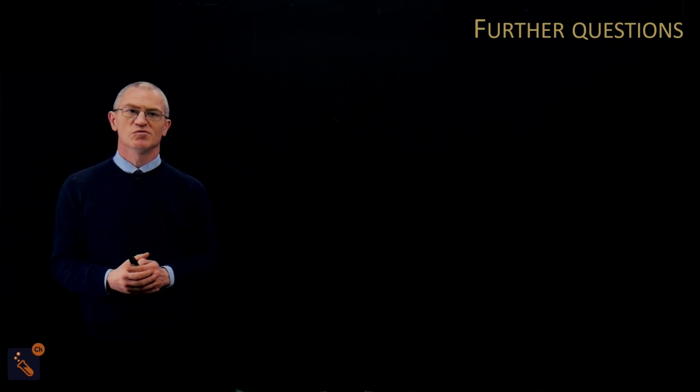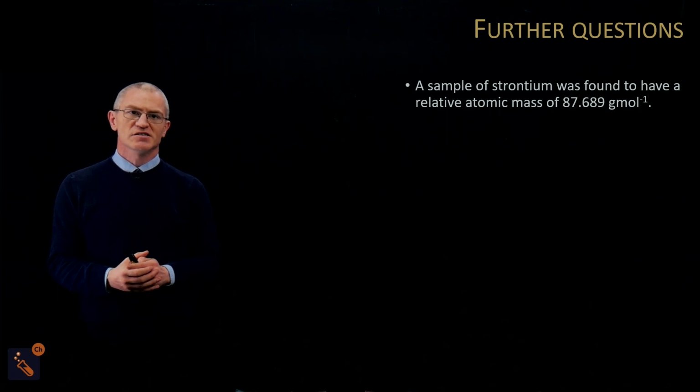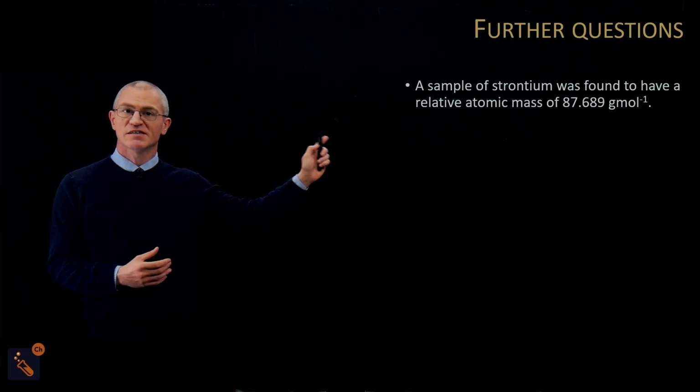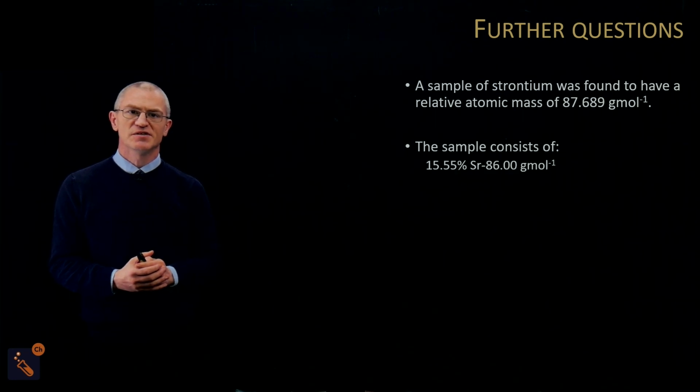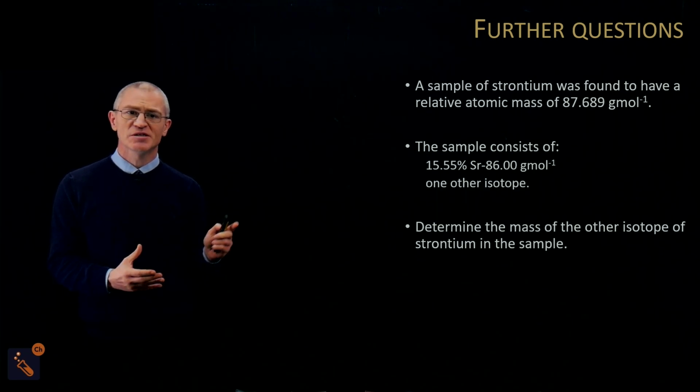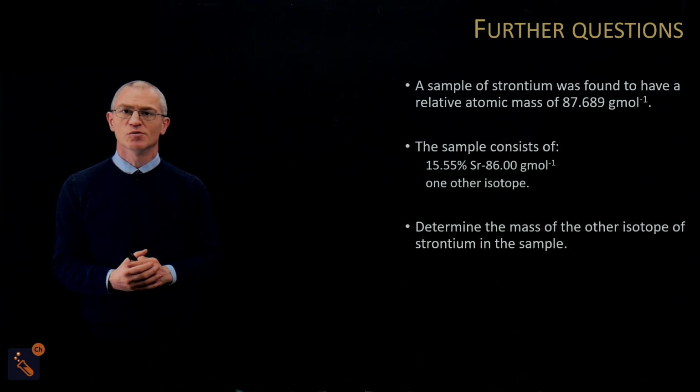Okay, and the second one's more likely in A2. So a sample of strontium was found to have a relative atomic mass of 87.689. Don't be surprised if that's different from the periodic table. Now, the sample consisted of 15.55% strontium-86 and one other isotope. Can you determine the mass of the other isotope of strontium in the sample?